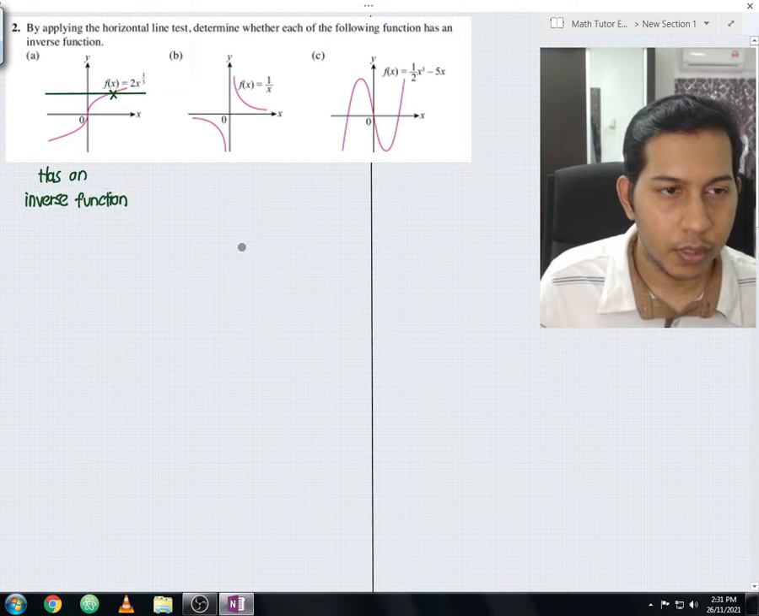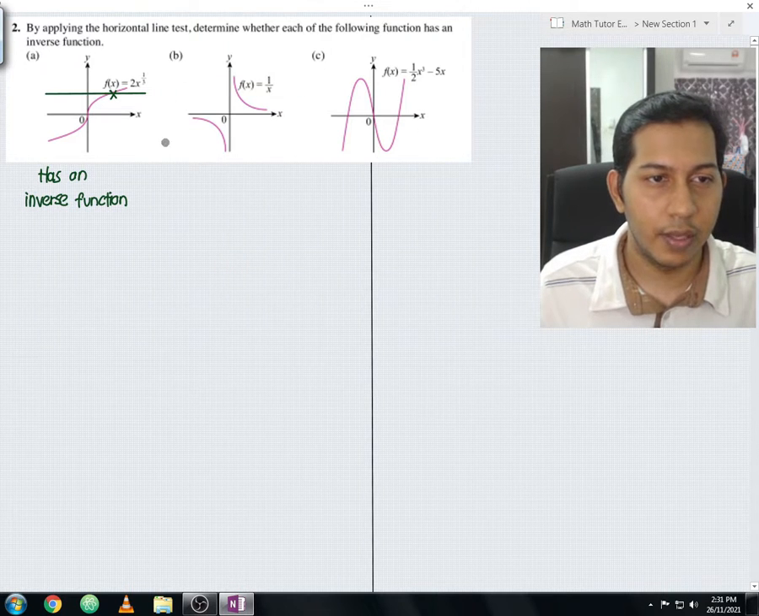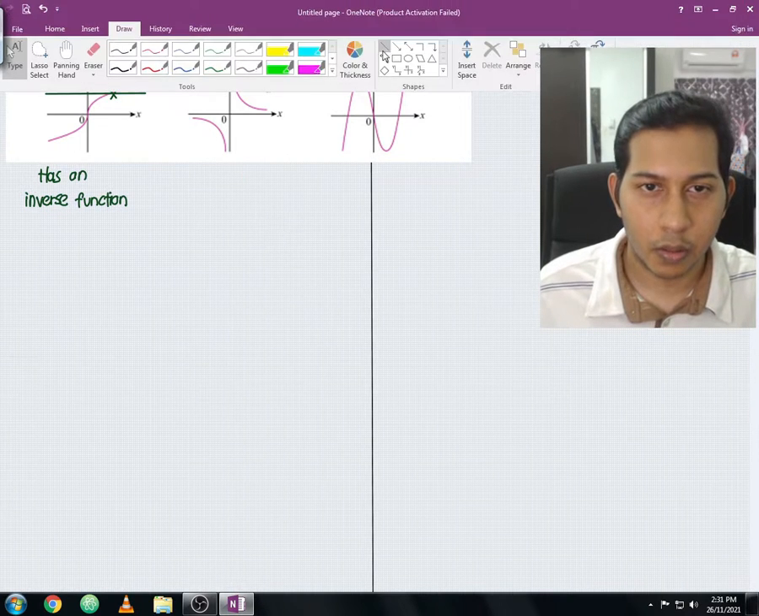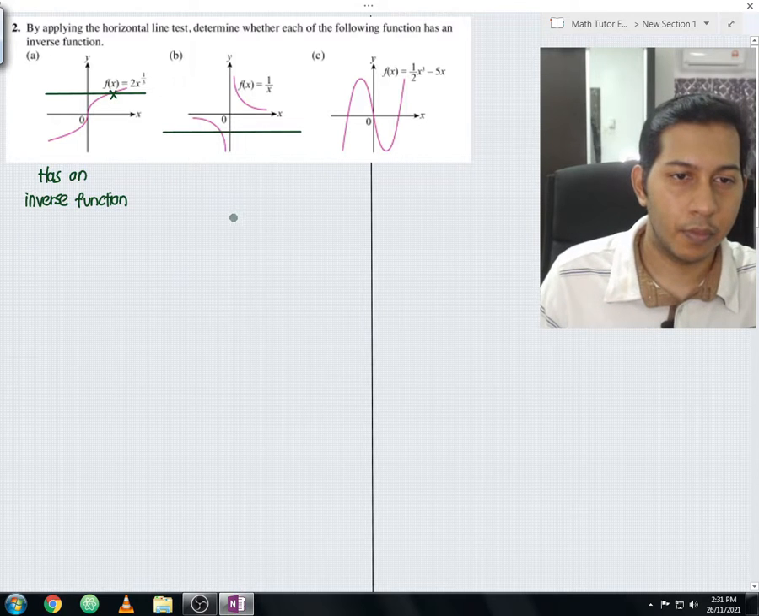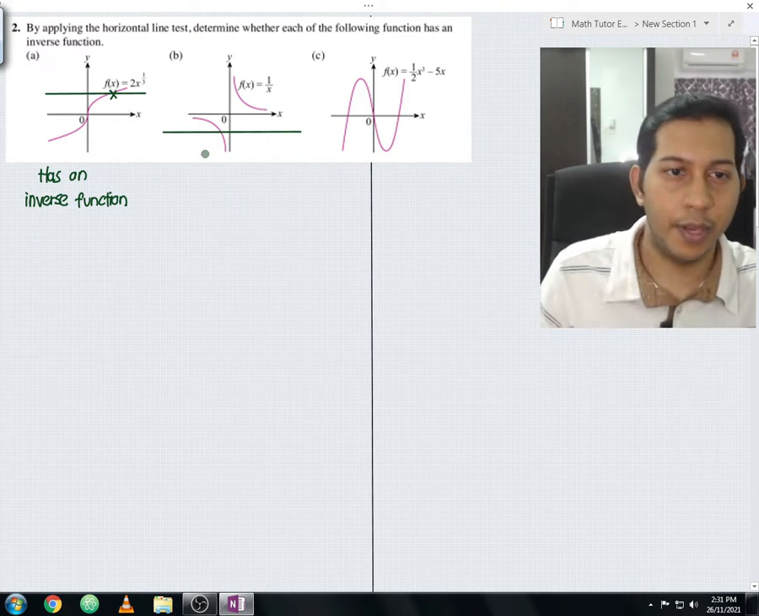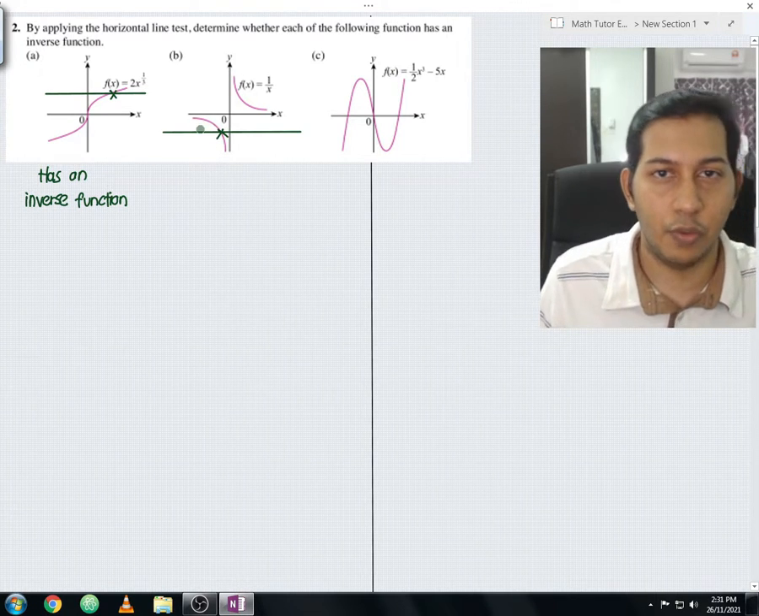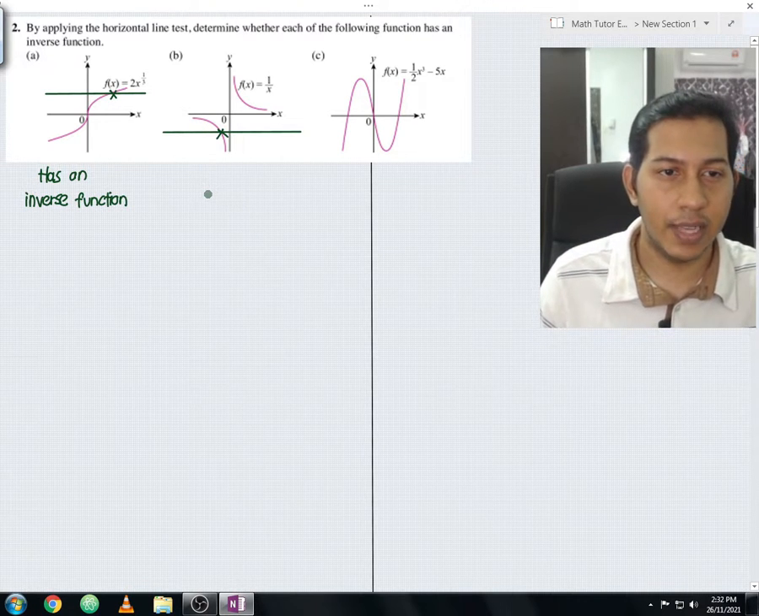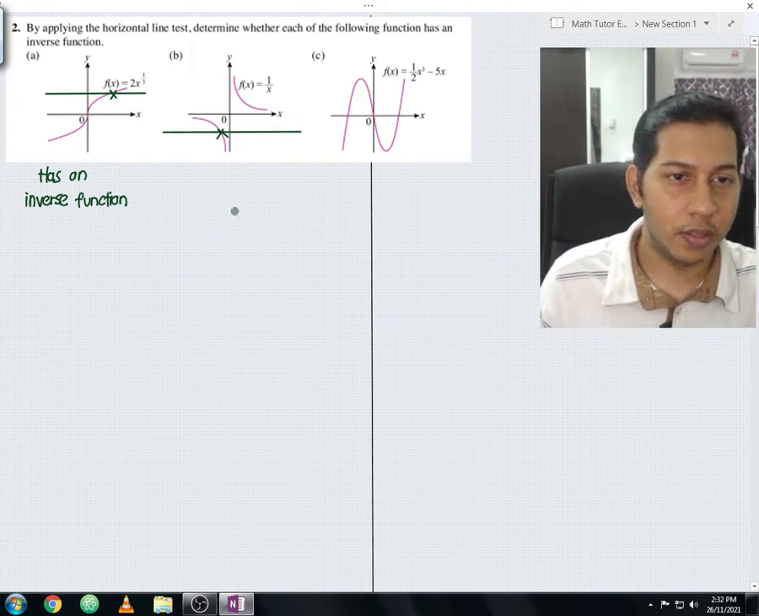Okay, so from here let us proceed to question part B. Similar step: you draw a horizontal line. In this case we draw at the bottom part. As you can see here, it is only intersecting one point at a time, and this function is actually a one-to-one relation. So it is fulfilling the two major conditions, so we can conclude that this function has an inverse function. That will be our solution for question part B.